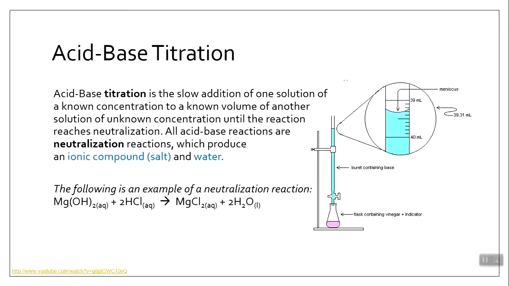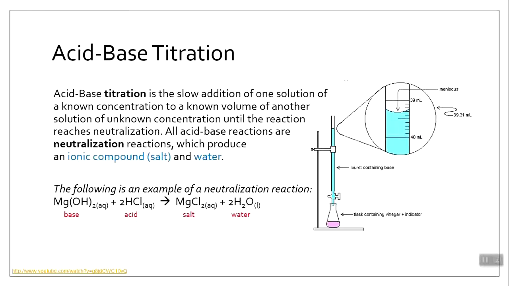So do you remember when we talked about neutralization reactions way back in our reactions unit? A neutralization reaction is when an acid and base react and it produces an ionic compound in water. For example, we have magnesium hydroxide and hydrochloric acid. Well, magnesium hydroxide is our base, we have our hydrochloric acid, and when these two react, it will form an ionic compound, magnesium chloride, which we know is also known as a salt, and water. And for all neutralization reactions, this is what we get. We always get an ionic compound and water.